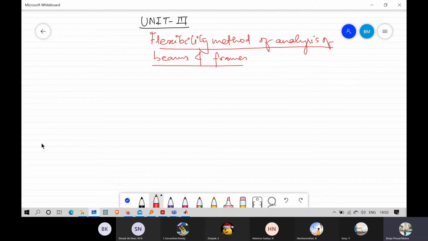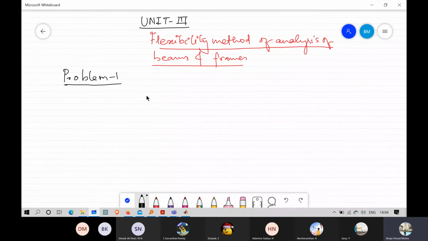Okay, so we will directly take a problem. All of you please take down simultaneously with me. So let us solve our first problem. Let me write it as problem 1. The problem is based on a continuous beam. The similar kind of problem we have already done in slope deflection method and moment distribution method.